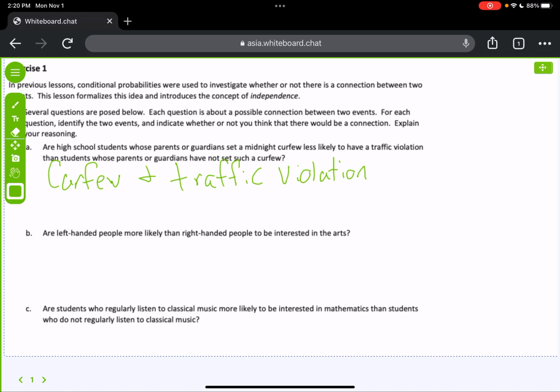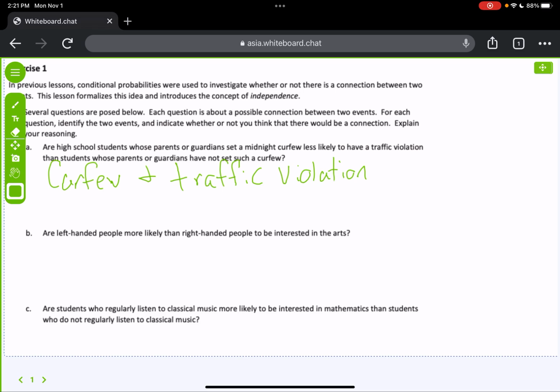However you want to justify that. Or you could say, no, they don't, because they're not going to have more traffic violations because they're not rushing home. Or yes, they have more if they don't have a curfew because they're staying out too late and they're speeding on the way to school. So there's a lot of different ways you could talk about it.